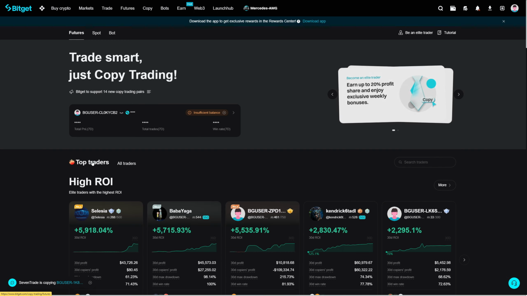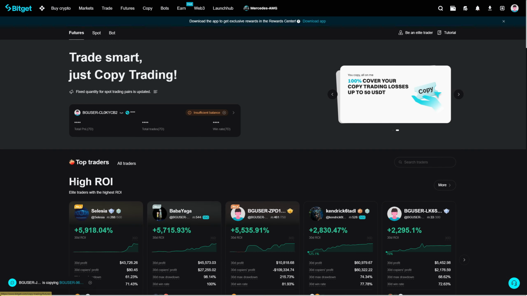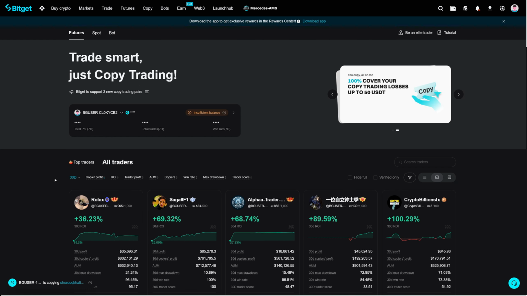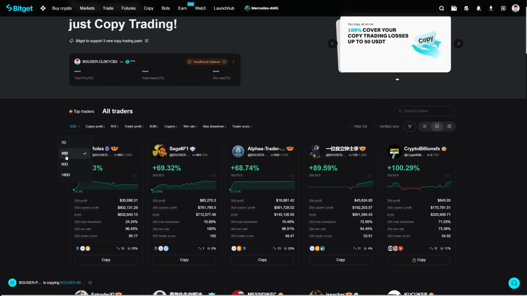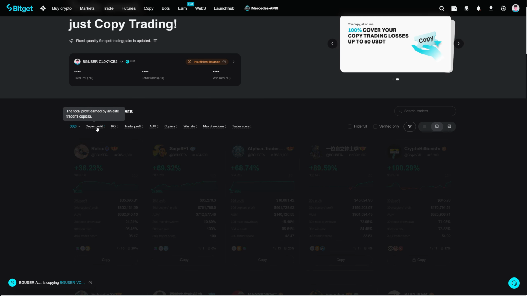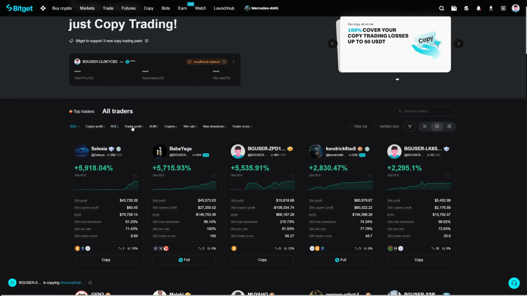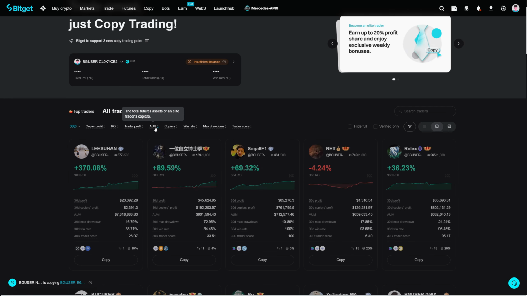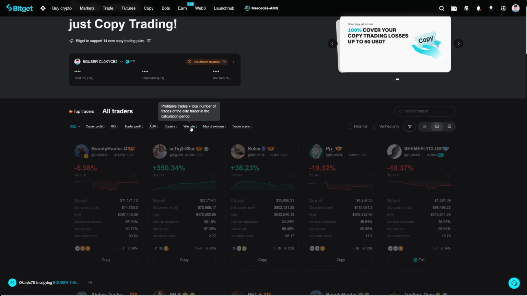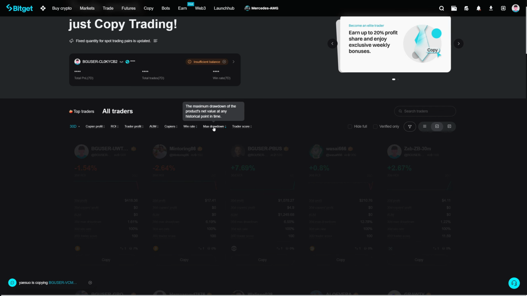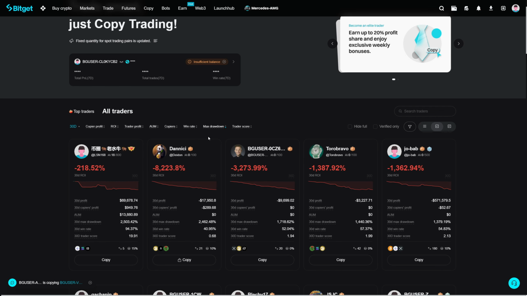At the very top, you can see two different sections. On the one side, top traders, which I just showed you, but you can also click on all traders to filter for specific things. You can first of all change the time frame, for example, the look back to 180 days, 90 days, and 30 days. You can look at the copier profit from high to low and low to high, the return on investment, the trader's profit, the assets under management, which is AUM, then how many people copy the trader, the win rate, the maximum drawdown, which refers to the highest loss.